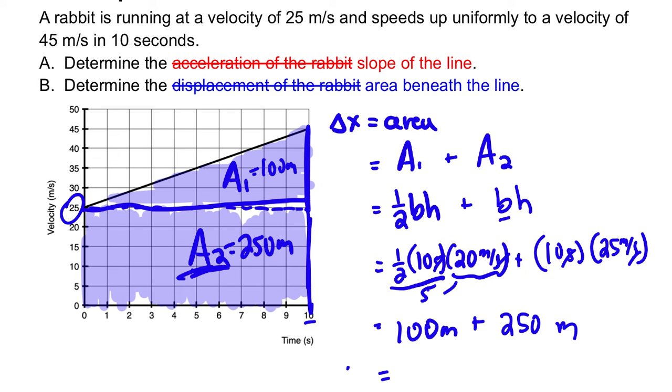So when we do the total displacement for the whole 10 seconds, it's not just the 100, it's not just the 250, it's both of them added together. And that's how you would use a graphical definition to solve this problem.